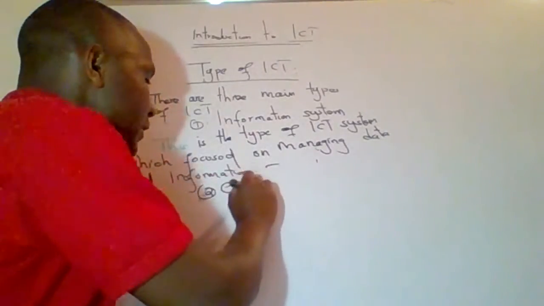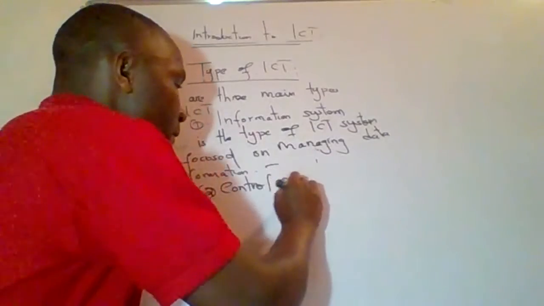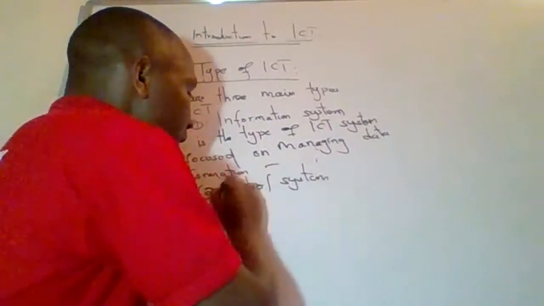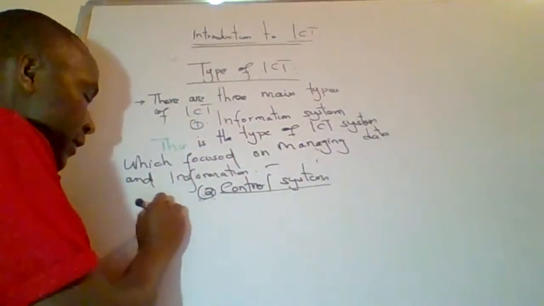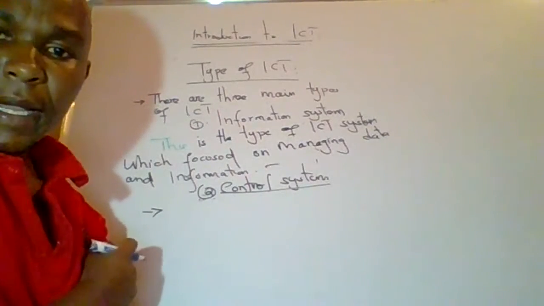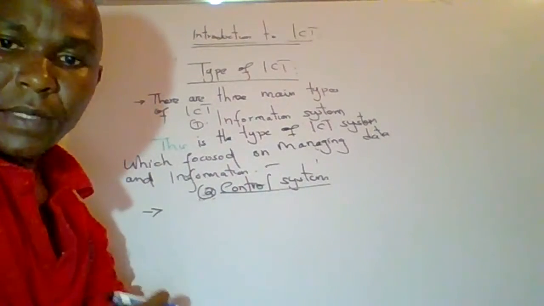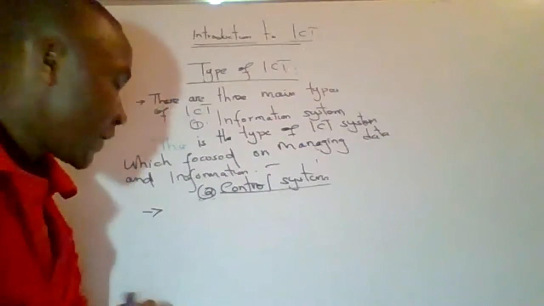Number two, control system. You explain and say this ICT system mainly controls machines.